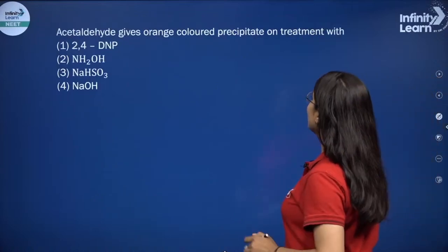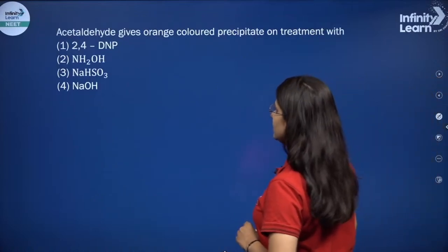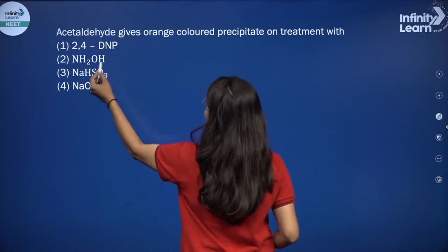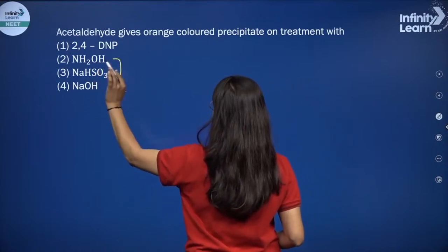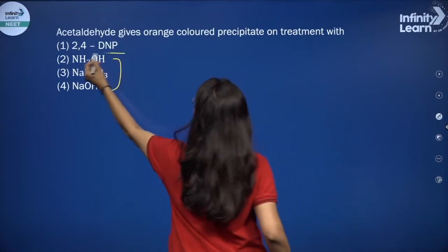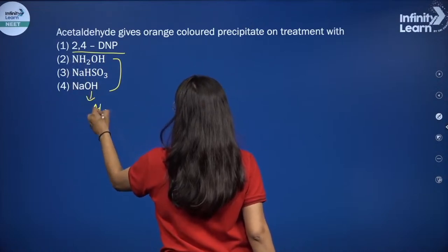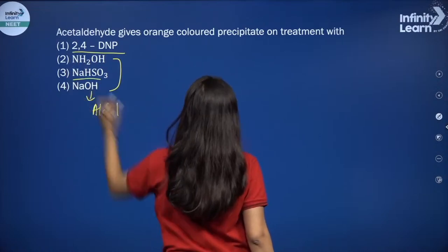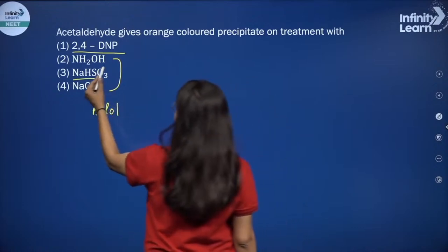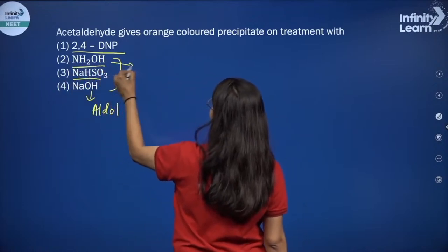एसिटाल्डिहाइड गिव्स ऑरेंज कलर पीपीटी ऑन ट्रीटमेंट विथ... सो ऑरेंज कलर पीपीटी, दिस ऑल विल रिएक्ट विथ एसिटाल्डिहाइड. लेकिन यहां पर इसका NaOH की प्रेजेंस में क्या होगा? एल्डोल, राइट? NaHCO3 मैंने अभी आपको बता दिया. ये क्या बनेगा? हाइड्रोक्सिल अमीन है तो ये ऑक्साइम बनाएगा.